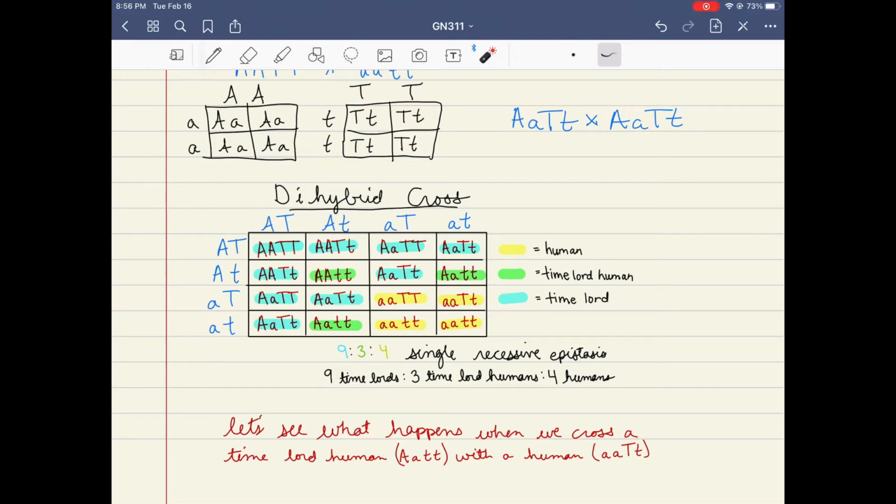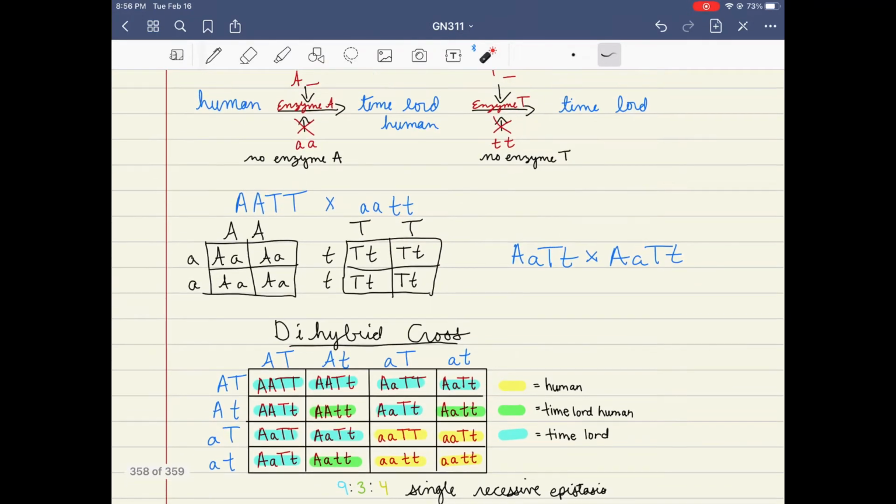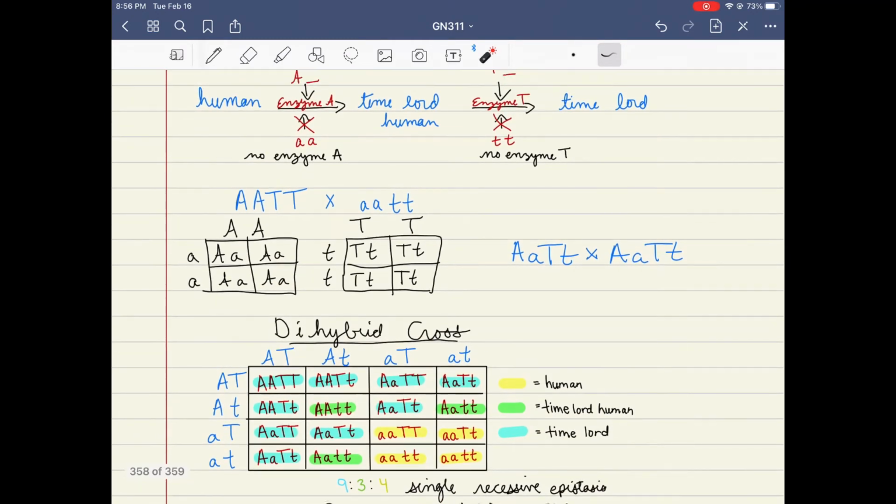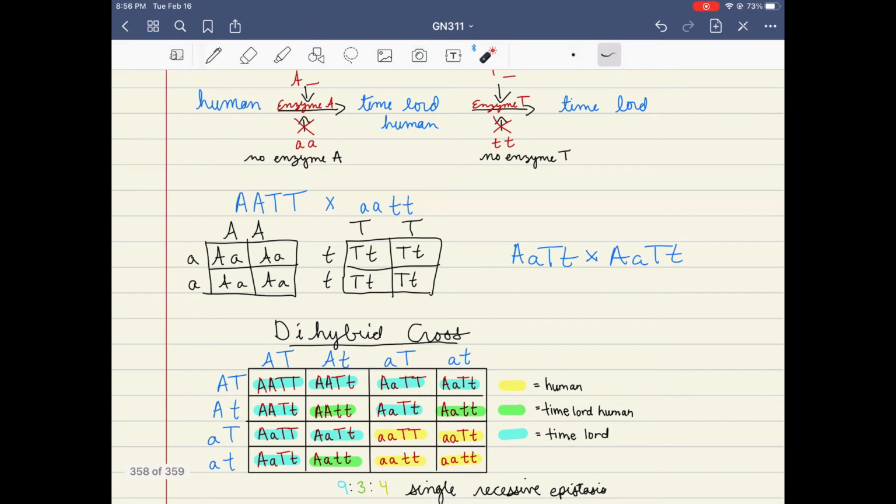So just a little example, you can see that with this one right here, it's big A, small t, small t. The big A is going to make it be able to pass as a Time Lord human, but because it does not have a big T, it will not have regenerative properties. So another one, small a, small t, small t. With that, there is no big A whatsoever, so they can't even make it past that first barrier and they will be a human.